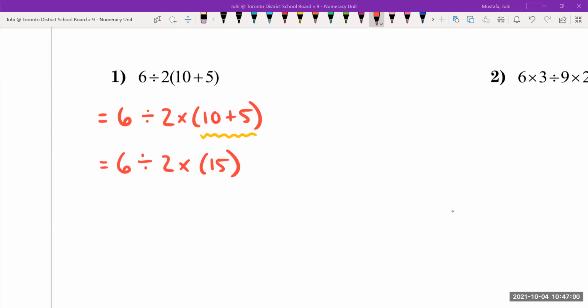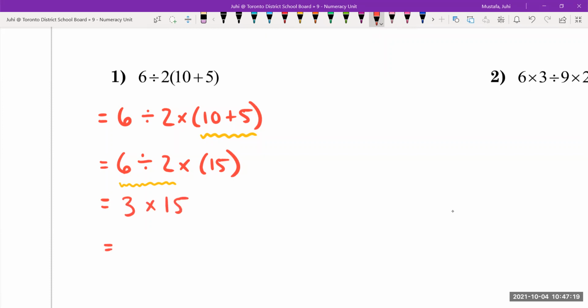Now we have a division sign and a multiplication sign. Which sign do we do first? Javen? Yeah, it's whatever comes first. So in this case, the division is first. So now our next step is going to be 6 divided by 2. What is 6 divided by 2? Abrar? Good, it's going to be 3 times 15.